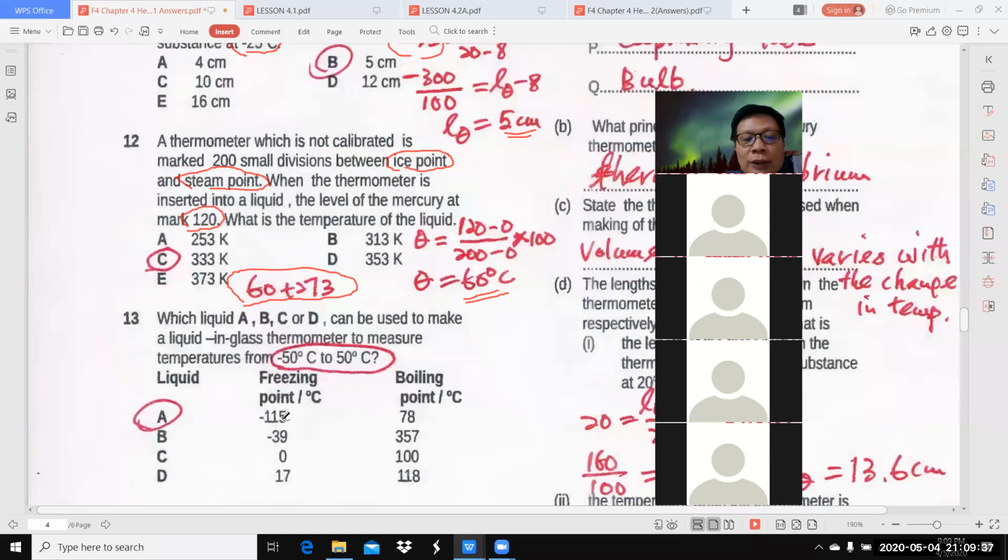We must choose the liquid whose freezing point is lower than the lowest temperature. The lowest temperature you want to measure is negative 50, so the freezing point must be lower than this. And the boiling point must be higher than the highest temperature, which is 50. So you must choose a freezing point lower than negative 50, which is negative 115, and a boiling point higher than 50. So the answer is A. All right, next.